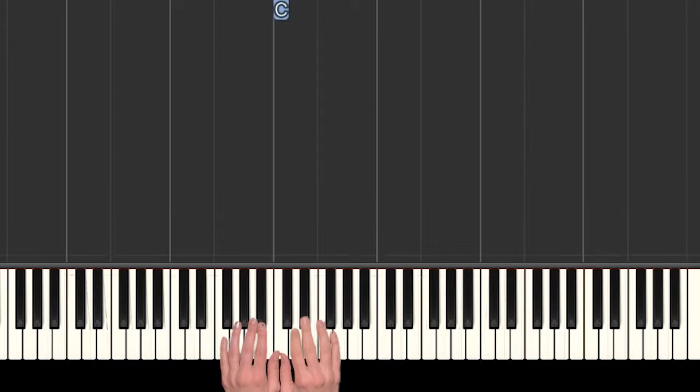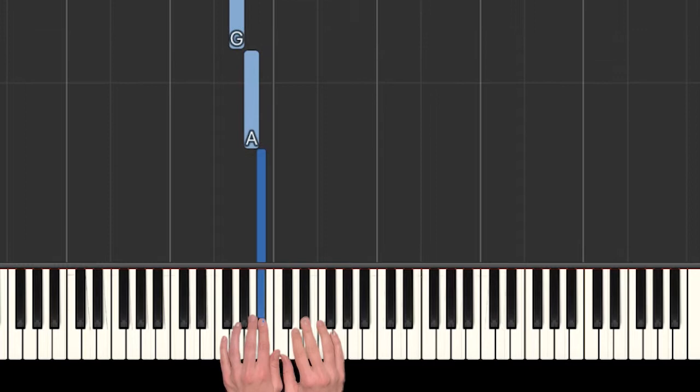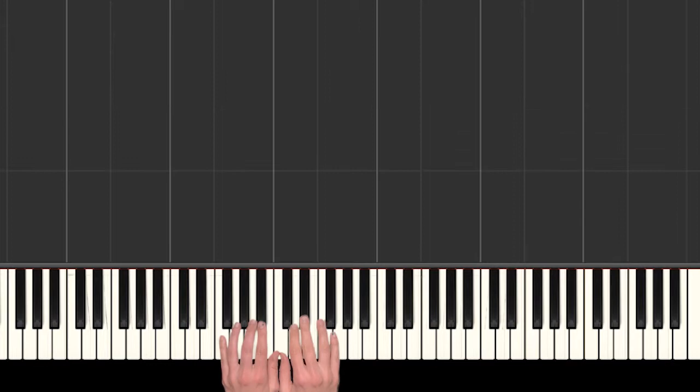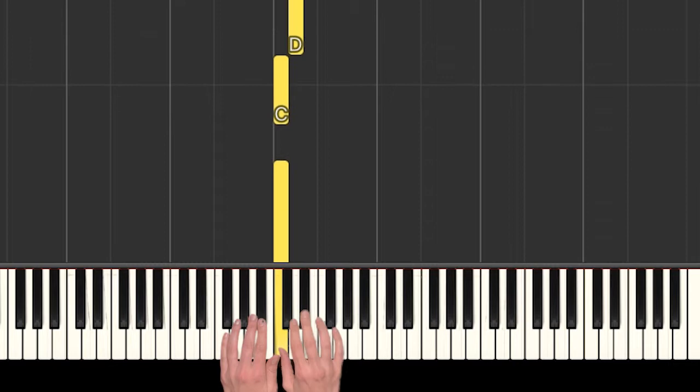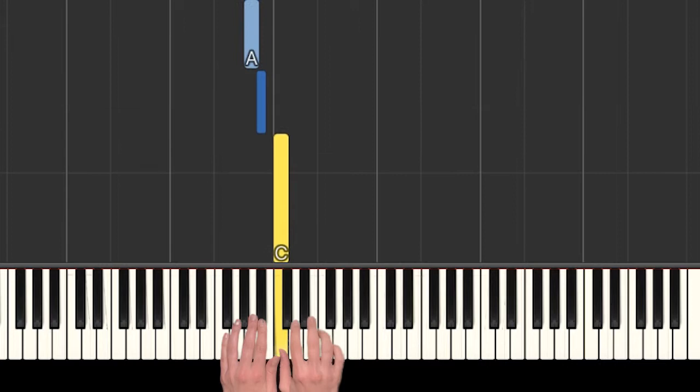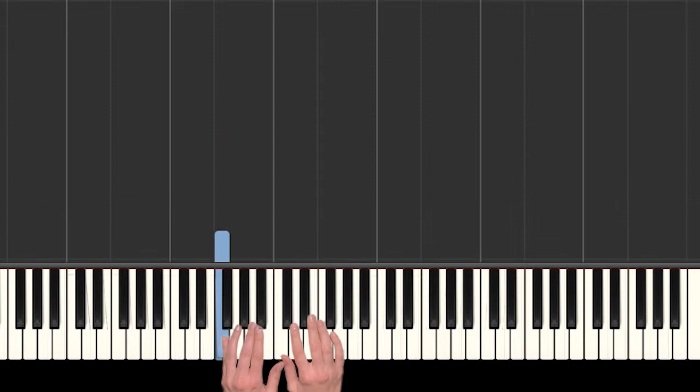In the left hand, we start with our thumb on C, and moving backwards, we have B flat under finger 2, and then A, G, and F. All right, so for right now, we'll learn the part that goes like this. Stop there for part one.